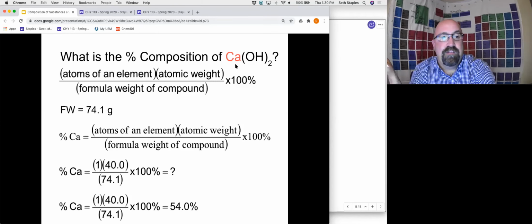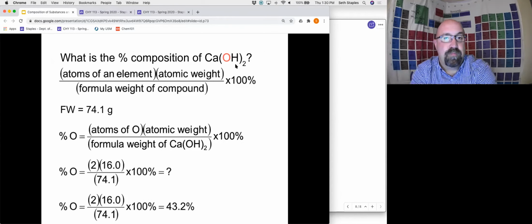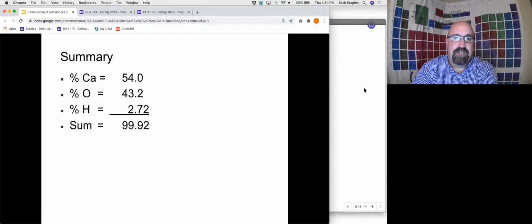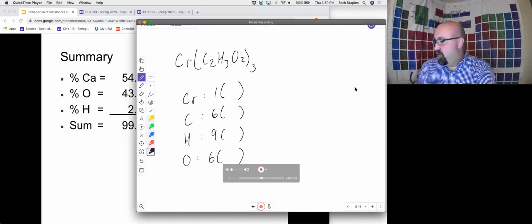And we can likewise do the same for oxygen. We do the same thing out, but we have to note that there are 2 atoms of oxygen, noted by our subscript 2 after the hydroxide. And we get 43.2, and likewise for hydrogen, 2.72. Let's see what this actually looks like, though. Let's do this out slightly differently.